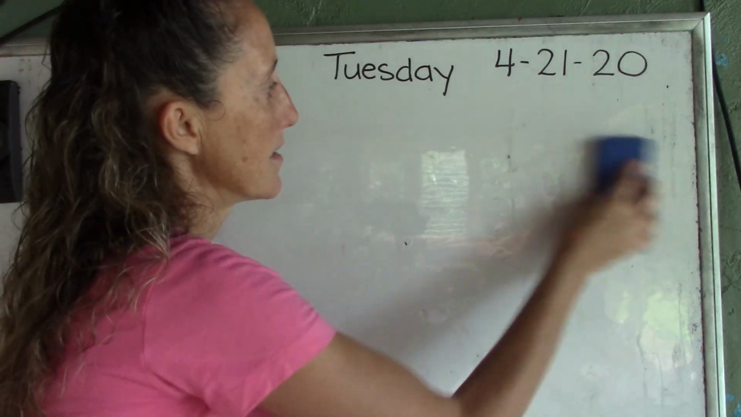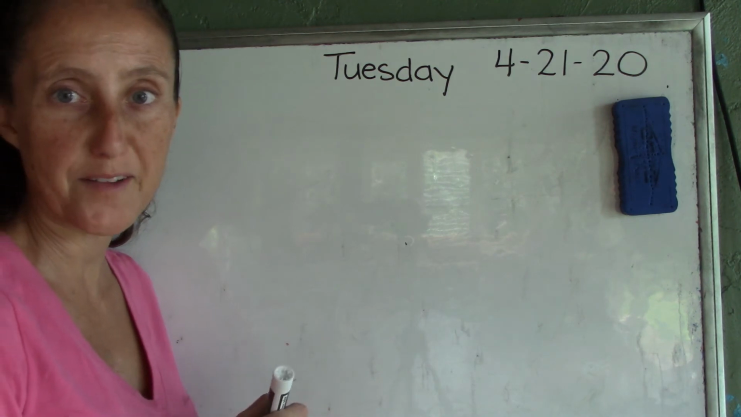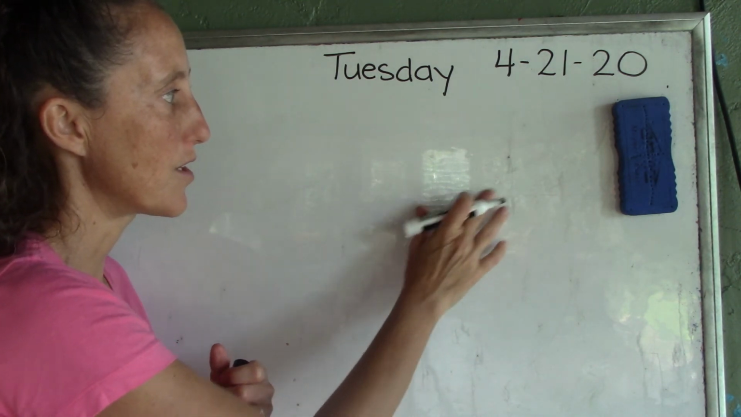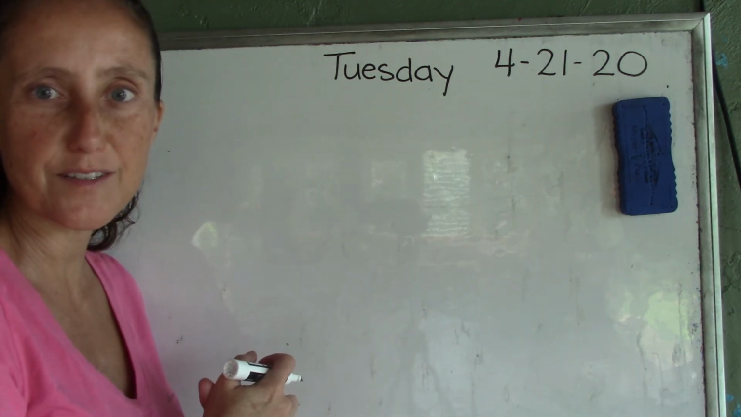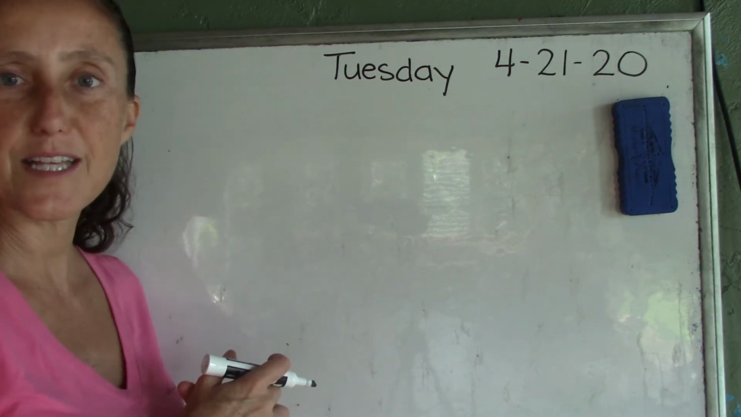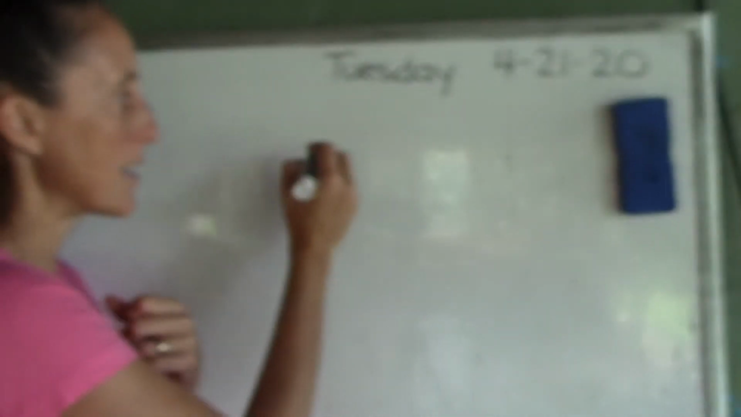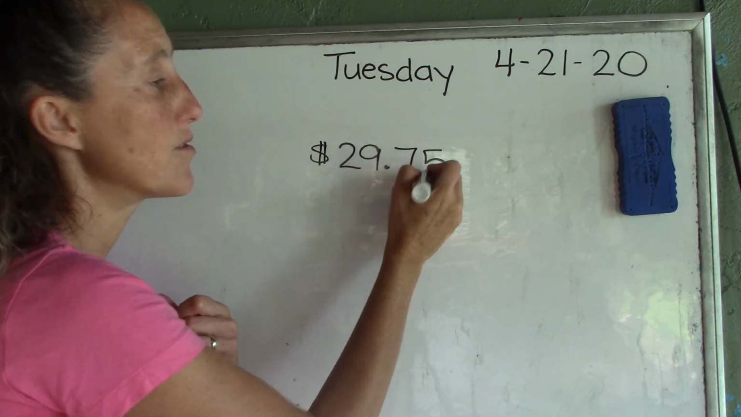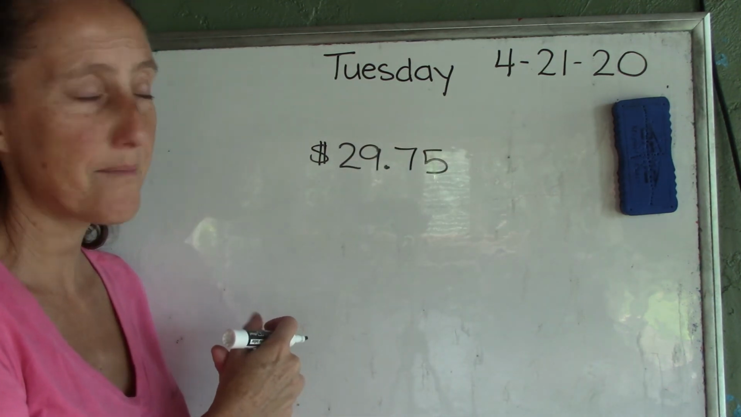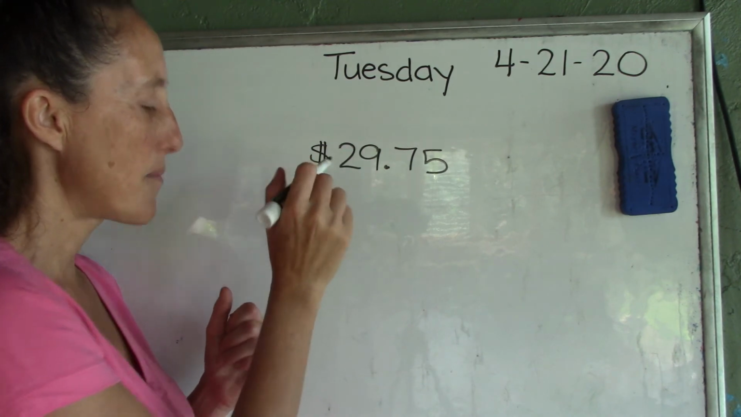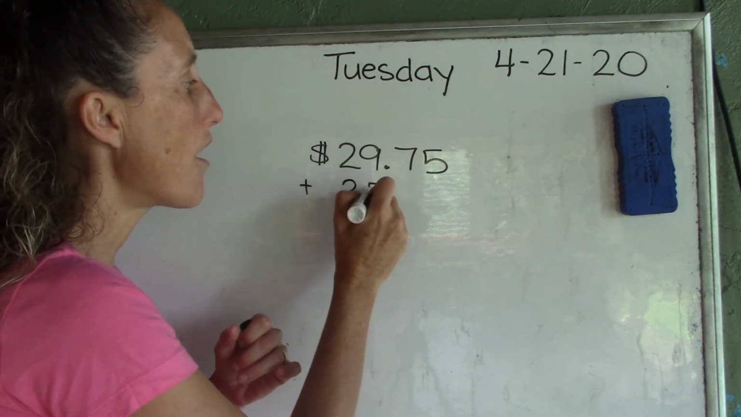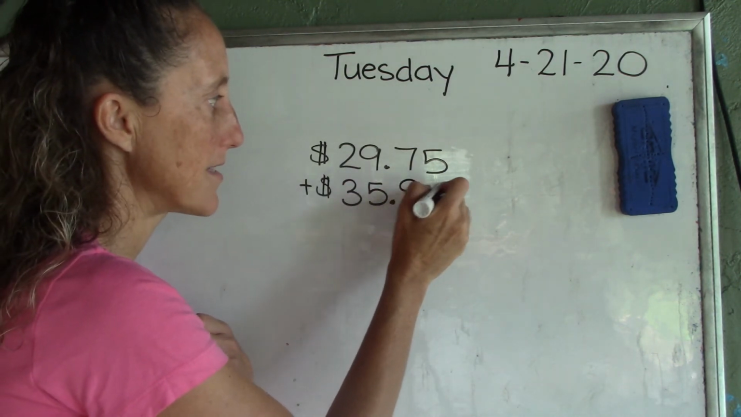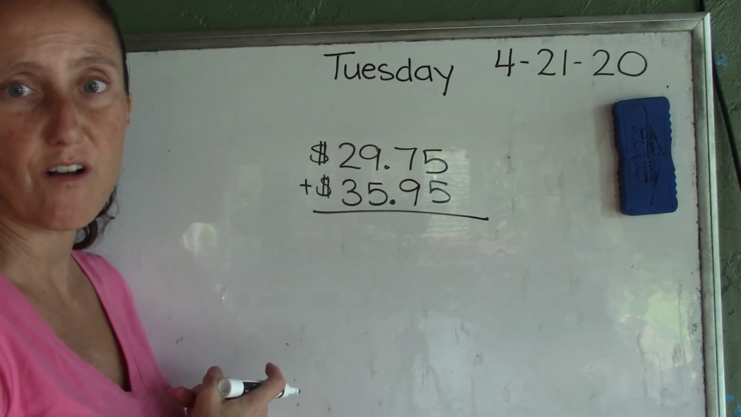Now, sometime, I saw some of you were showing me you had quite a lot of money that you were saving up to buy something for your birthday, for yourself, or for your parents, or for your siblings, or for your friends, or for your pets. I don't know what you're saving your money for, but let's say you saved up $29 and 75 cents. Maybe you do a lot of chores and you make money that way. And you made that much money one month, and the next month you worked even harder and you made $35.95. How much money did you make altogether?